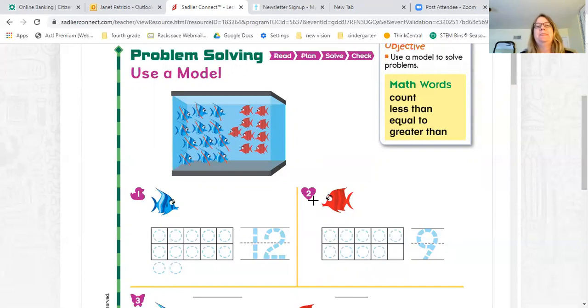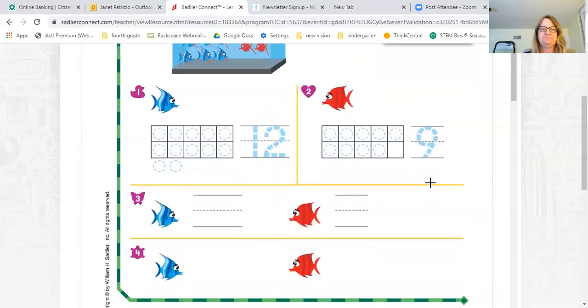Heart number 2, we now count our red fish. Remember to cross it out. 1, 2, 3, 4, 5, 6, 7, 8, 9. We will then fill in our 10 frame with 9 counters. Again, filling the top row would be 5, 6, 7, 8, 9. Then you will trace the 9. So we have 12 blue fish, 9 red fish.